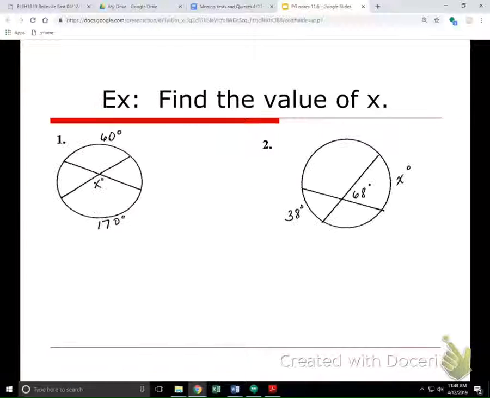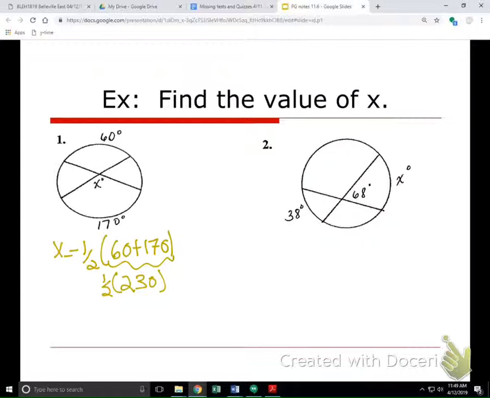So our first one here is just like those first formulas where you take your arc, add the arc directly across from it, then divide it by 2. So you have x equals 1/2 of 60 plus 170. Well, 60 plus 170 right here equals how much? 230. We multiply that by 1/2, which is the same thing as dividing it by 2, which gives me what value? X equals 115 degrees.